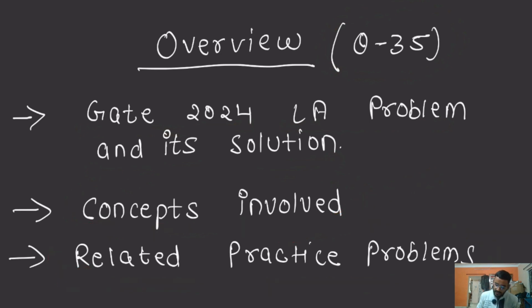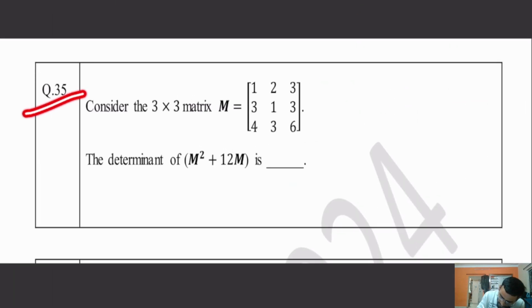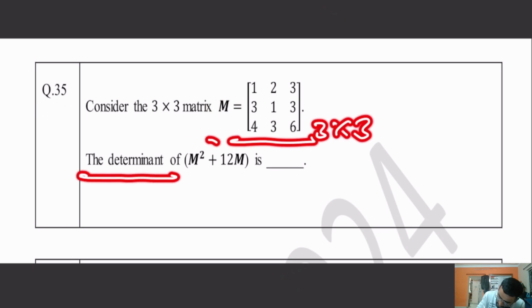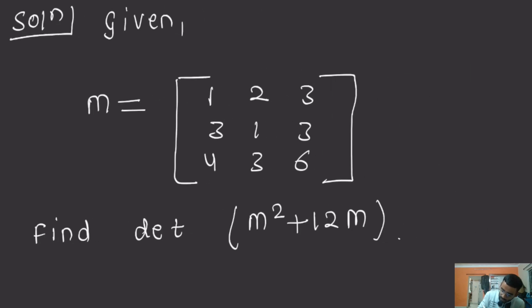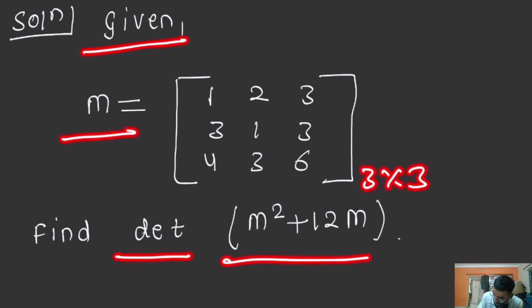So, let's begin. The problem is: consider the 3 cross 3 matrix M. This is the given 3 cross 3 matrix. We need to find the determinant of M square plus 12M. Okay, so let's move on to the solution. What we have is M, which is a 3 cross 3 matrix, and we need to find the determinant of M square plus 12M.